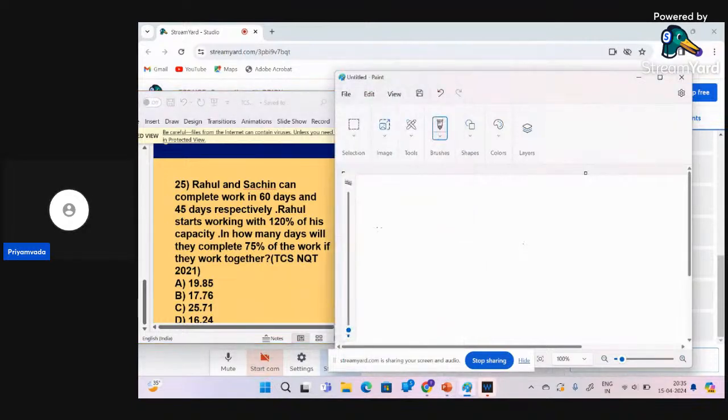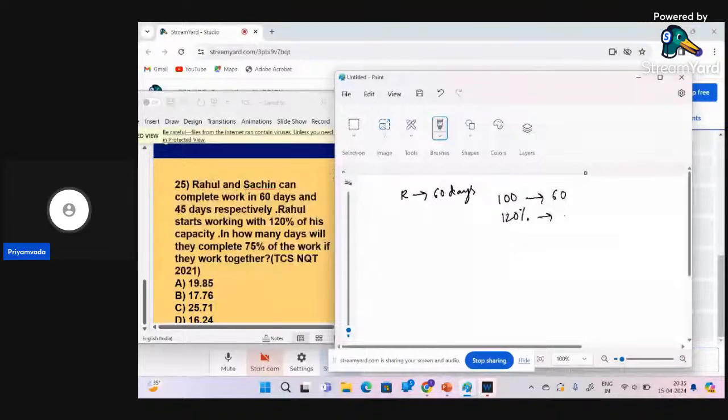They have given us the number of days both of them work with, and they are giving the scenario where Rahul works with 120% of his capacity. He is not using just his 100% capacity, he is using 120% of his capacity. As the capacity increases, what happens? The number of days required will be decreased, right? So now, Rahul, how many days is he taking to complete that work? 60 days, right? And he starts with 120% of his work. That means for 100% efficiency, you need 60 days, and he is using 120% of his efficiency.